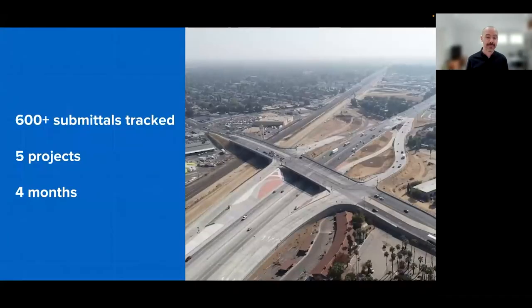So how did it work out? The outcome of this process was over 600 submittals tracked across 5 projects over 4 months. The project included this $500 million highway interchange in California, which saved them literally millions in cost savings, all down to this spreadsheet, dashboard, and report. And this was way more than we thought we would do in the process.